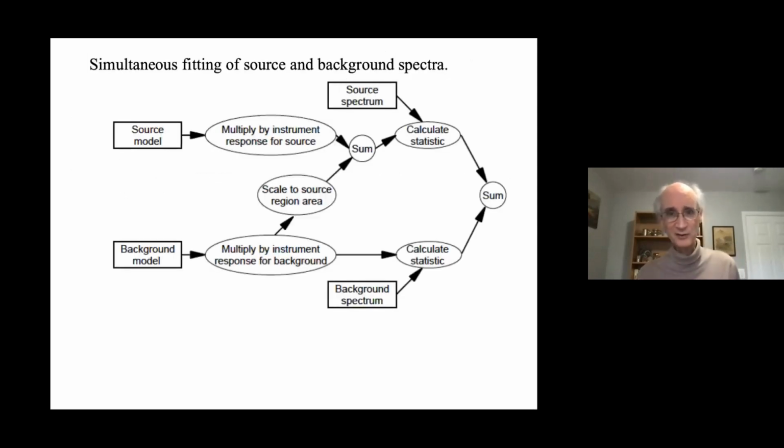And this was just a summary of how you do that simultaneous fitting of the source and the background. So with both the source and background models, you're multiplying by the instrument response. If you have different size source and background regions, and you assume the background is more or less uniform, then you obviously scale by the areas, and you then calculate your fit statistics for the source and the background spectrum, and you sum them up, and you minimize that.